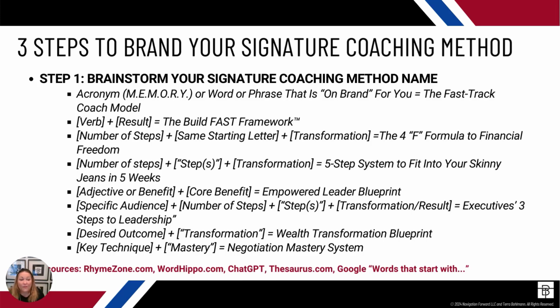An adjective or a benefit plus a core benefit. So like the empowered leader blueprint, something like that really gives an adjective or just that benefit. And then we could pop in packaged-up words like system, blueprint. I give you tons of ideas on the next slide. I want to make this as easy as possible for you to have a formula to plug your stuff into.